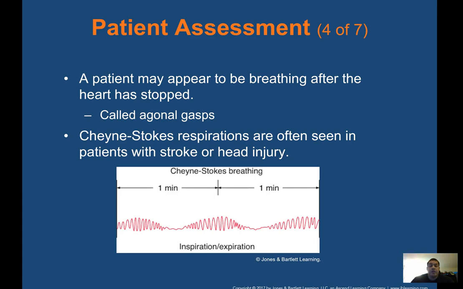Cheyne-Stokes respirations are often seen in patients with stroke or head injury. So irregular breathing. This is kind of their breathing pattern right here. They start breathing, and then they stop a little bit, and then they start breathing again irregularly. Kind of shallow, not really breathing, and start breathing again.